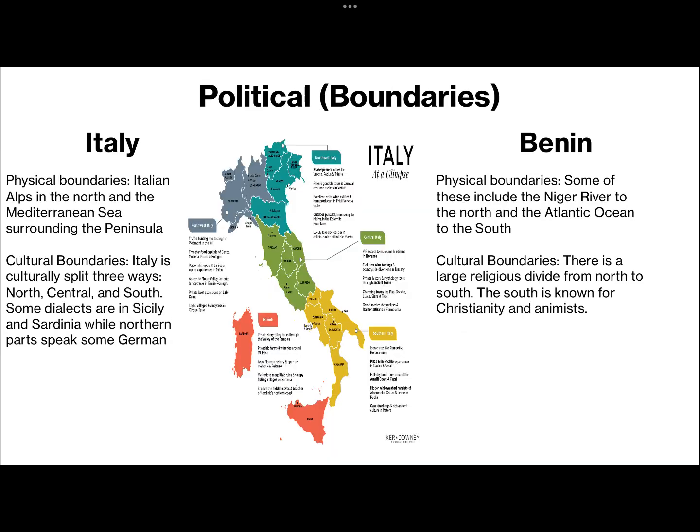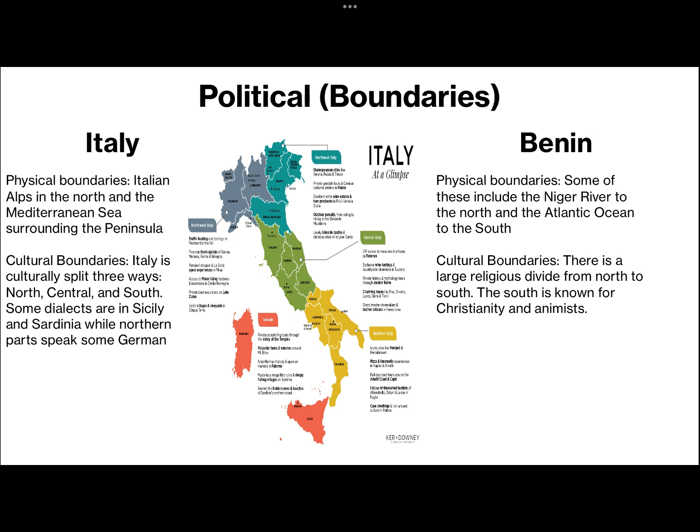Now moving on to the boundaries, both physical and cultural. Italy's physical boundaries are the Italian Alps to the north, and the Mediterranean Sea surrounding the peninsula. The cultural boundaries are split into north, central, and south for Italy. Some dialects are used in the islands, with German sometimes spoken in the northern parts. It is just a cultural divide, mainly central, north, and south.